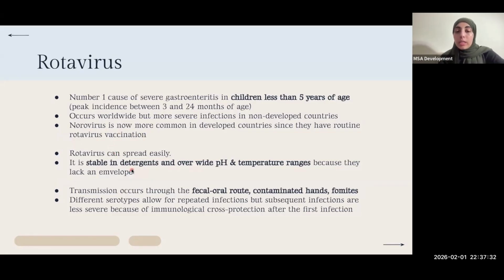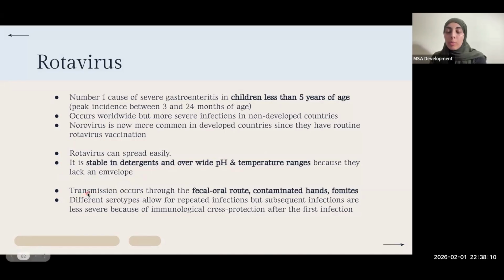Rotavirus can spread very easily. Like if you have children infected in a daycare, it spreads all around the daycare so easily. Okay. And what's scary about this virus is that it is stable in detergents and over pH and temperature ranges. So they're very hard to get rid of. They're hard to destroy. And this goes back to the fact that it lacks an envelope, okay? It does not have an envelope, it's naked, which makes it stronger. And it can withstand detergents, a lot of pHs like acidity, high temperatures, so it's hard to destroy. So that's why it can spread easily.